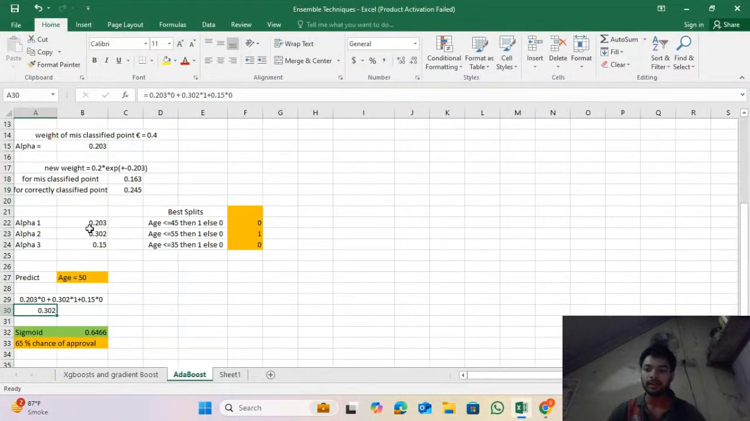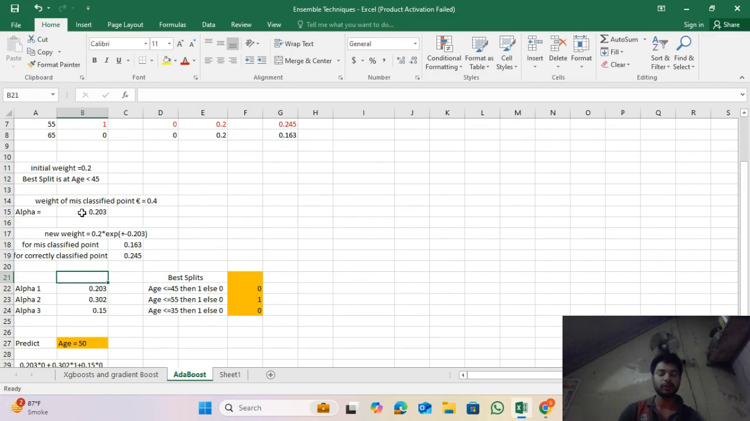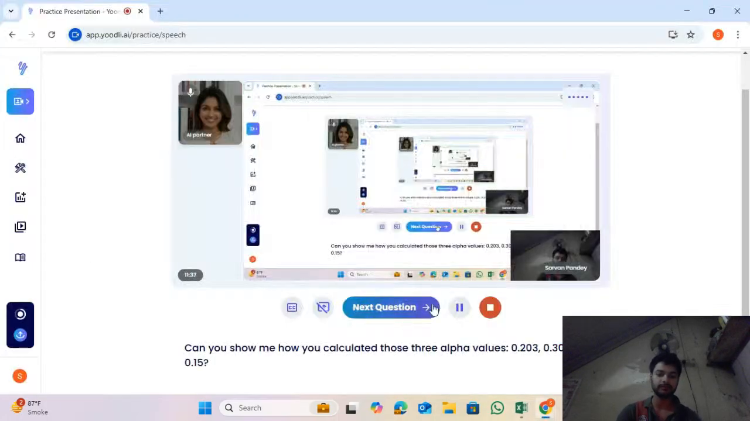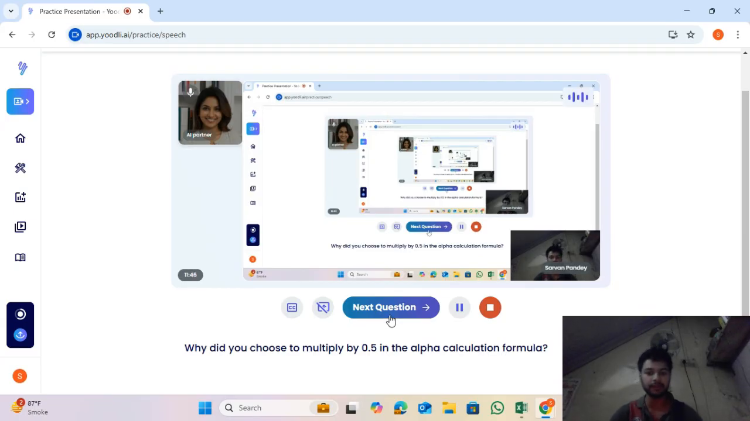I have explained how I got 0.203, and I'll explain again. You have two misclassified points, 0.2 and 0.2, so your sum will be 0.4. The first thing you will do is put it into a formula, half multiplied by log of (1 minus error) divided by error. So you will end up having 0.203, that is alpha 1. It's already given; I have not derived that formula.